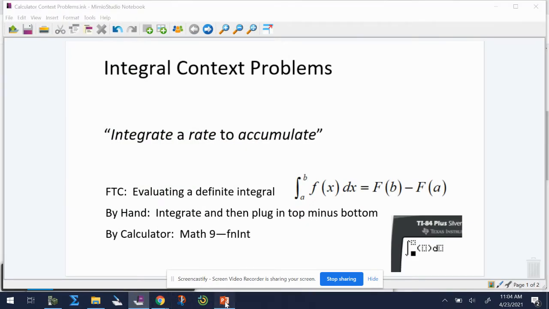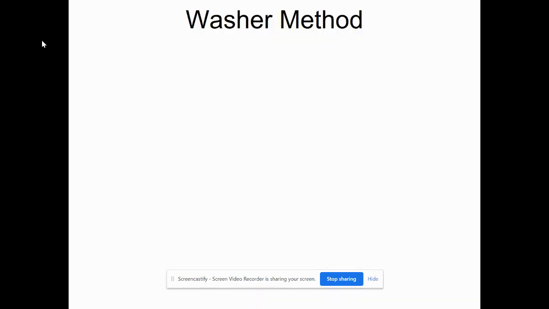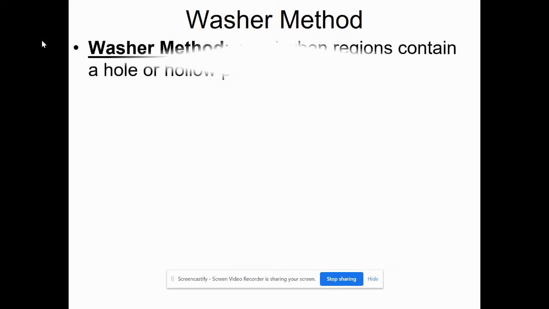So going back to my notes here, as we said, it's going to be used when a region contains a hole or some sort of hollow region. You won't really know until you look at a sketch or a picture if there's a hole there. What you're trying to see is if my shaded two-dimensional region is flush up against my axis of revolution, it's going to be a full solid. If I have that gap, it's going to create a hole.